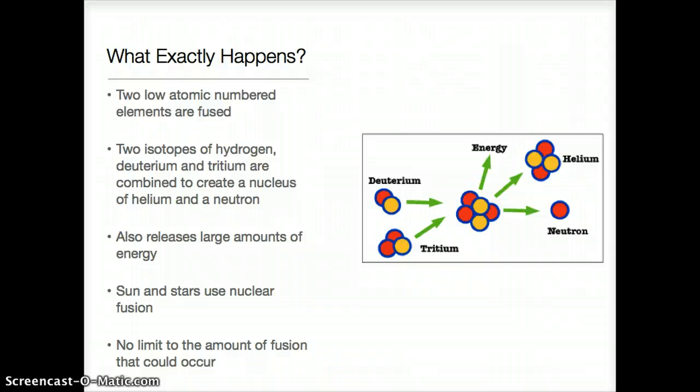So what exactly happens is two low atomic numbered elements are fused together. Two isotopes of hydrogen, deuterium and tritium, are combined to create a nucleus of helium and a neutron. Another result of nuclear fusion is large amounts of energy being released. The sun and the stars use nuclear fusion. There is no limit to the amount of nuclear fusion that could occur.